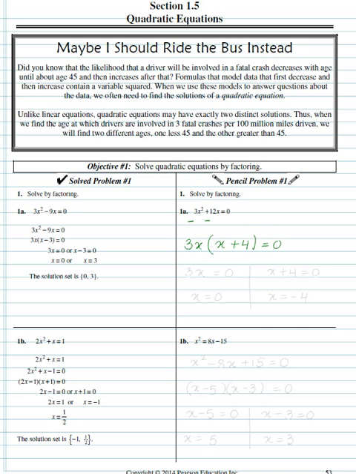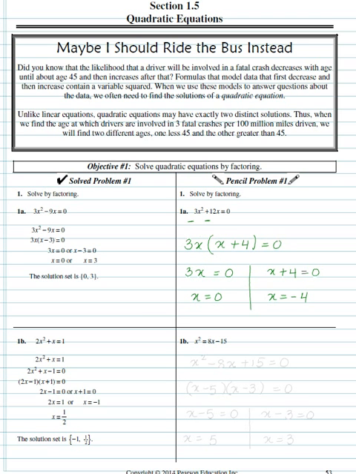Remember, the product of two terms is 0 if one of them is 0. So 3x is equal to 0, or x plus 4 is equal to 0. So x is equal to 0, or x is equal to negative 4 is your final answer.